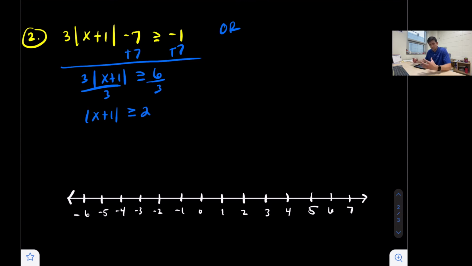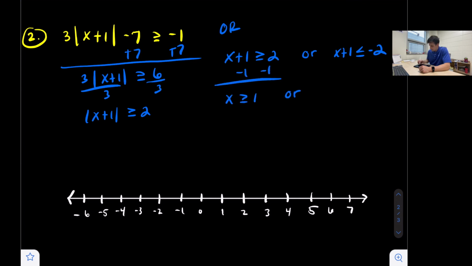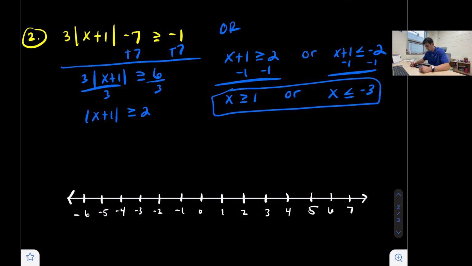So now we can write our two related inequalities. Let's do x plus 1 is greater than or equal to 2. That's exactly as it's written. Or x plus 1, flip the sign, less than or equal, and make it opposite, so negative 2. So we just subtract 1 from both sides. So we get x is greater than or equal to 1. Or we subtract 1, x is less than or equal to negative 3. And we'll just keep those separate since it is an or inequality.